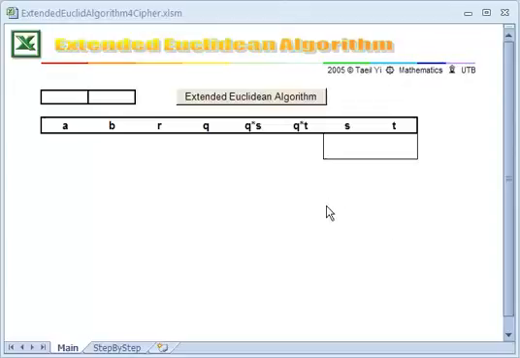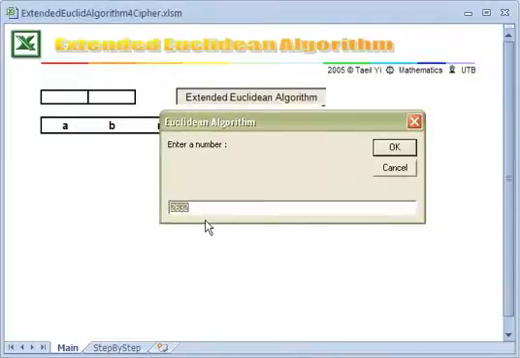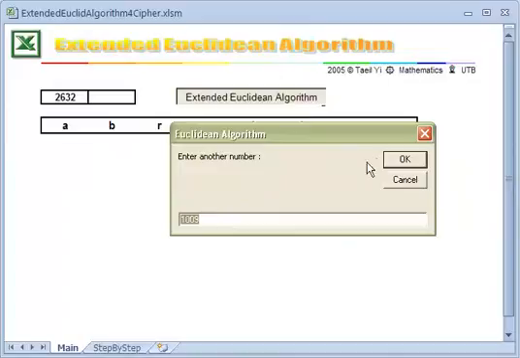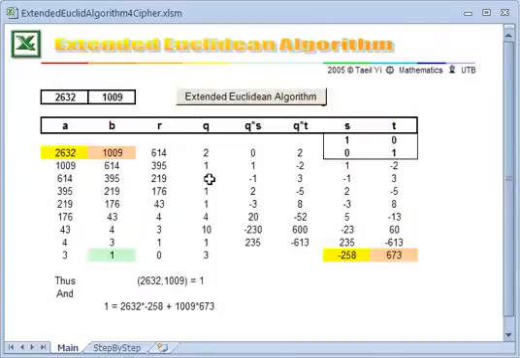The extended Euclidean algorithm is good not only for finding the greatest common divisor of two numbers, but it also gives us the linear combination of those two numbers to get the greatest common divisor. So let's say the given two numbers are 2632 and 1009. If you apply this algorithm, it shows 1 is the greatest common divisor of these two numbers, which means there is no common divisor except 1, and the linear combination of those two numbers with these results will give us the greatest common divisor 1.